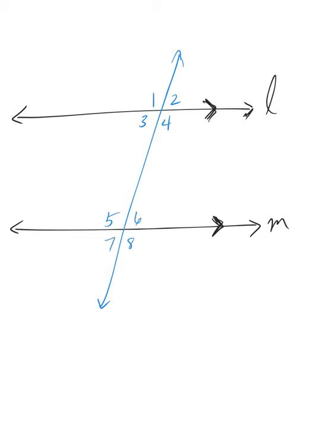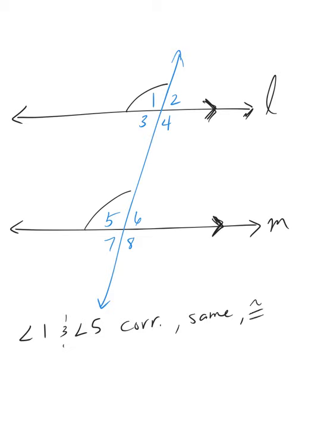Oh, you did this before. I said angle 1 and angle 5. What type of angles are those? And corresponding angles mean what? They're equal. They are congruent.